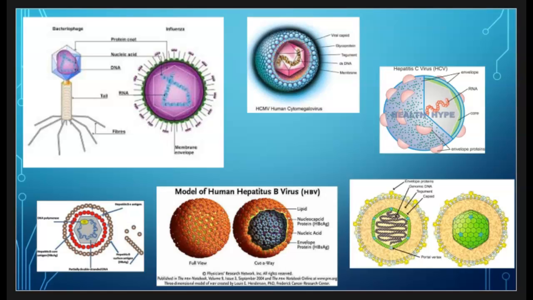If IgM proteins are positive, that means the patient has a current or recent infection. If IgG is positive, that means the patient has a current or past infection and immunity.